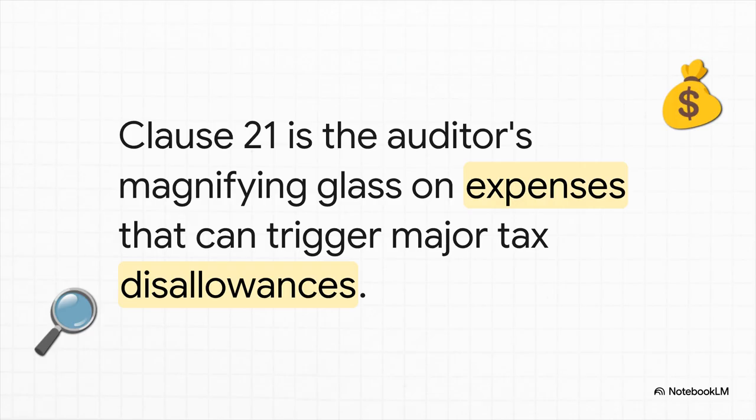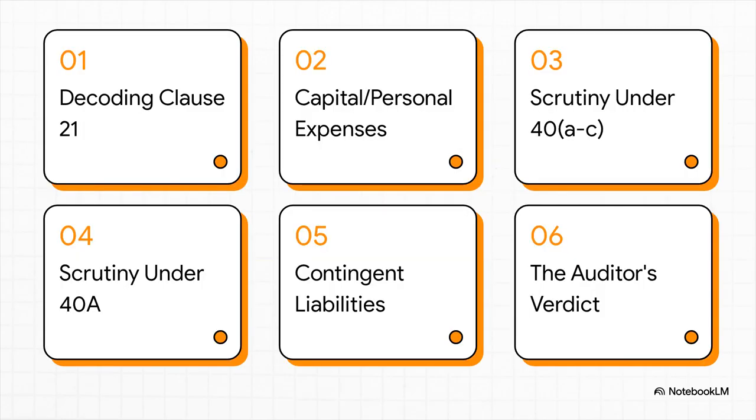And let's be clear, this is way more than just a box-ticking compliance exercise. It's about finding those potential bombs, those liabilities that are just sitting there hidden in plain sight. So here's how we're going to break it all down today. We'll start by decoding what Clause 21 is all about. Then we'll dig into capital and personal expenses, payments under Section 40, and then Section 40A. After that, we'll touch on contingent liabilities and wrap it all up with the auditor's final say.